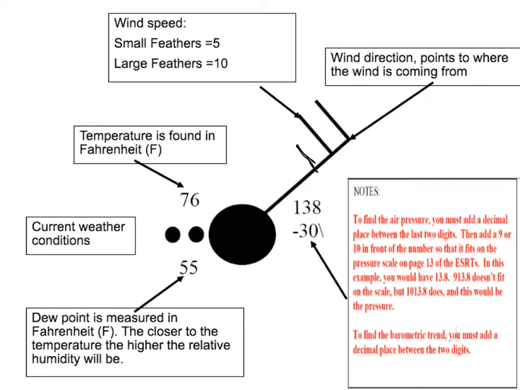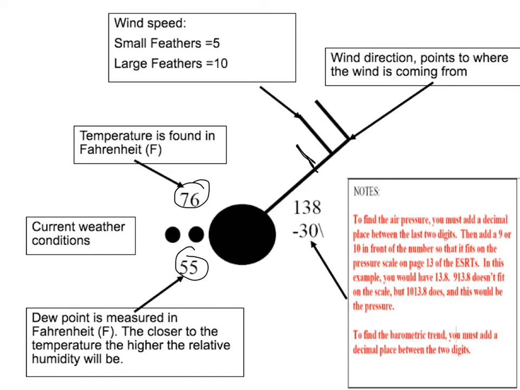The next step is temperature, which over here is 76 degrees, and that's in Fahrenheit. Then we've got dew point, which is 55 degrees, and that is also in Fahrenheit. When these two numbers, the 76 and the 55, get closer and closer together, the likelihood that there will be precipitation increases drastically. Remember that dew point is the temperature at which dew forms or condensation will occur. That will also increase the relative humidity. So as these two numbers get closer together, your relative humidity will also increase.